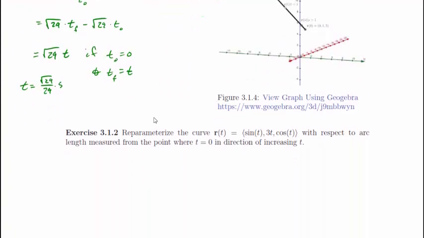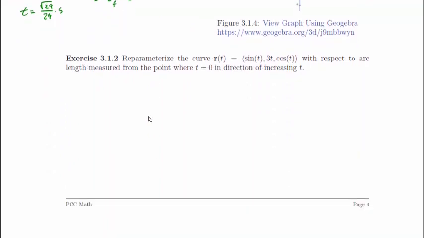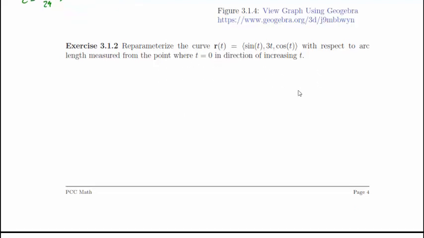Let's go ahead and have you guys try this next one, exercise 3.1.2. Reparameterize the curve r of t equals the vector sine of t, comma 3t, comma cosine of t with respect to arc length measured from the point where t equals 0 in the direction of increasing t. Go ahead and give this a shot, and I will work through it in just a few moments. Go ahead and pause the video and work through this on your own.